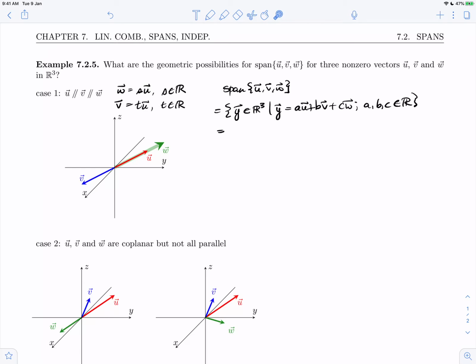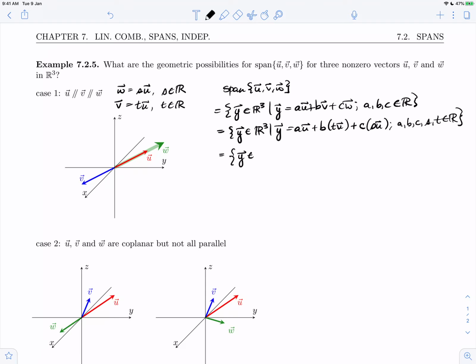So we are going to take these algebraic relationships that are based on the parallel relationship between these vectors, and substitute them into our linear combination. Our span is the set of all vectors y in three-dimensional space such that y can be written as a times u plus b times v, but v is t times u, so b times tu, plus c times w, but w is s times vector u, so c times su. This time we have a, b, c, s, and t in R. That's a lot of scalars, so let's see if we can reduce that a little bit.